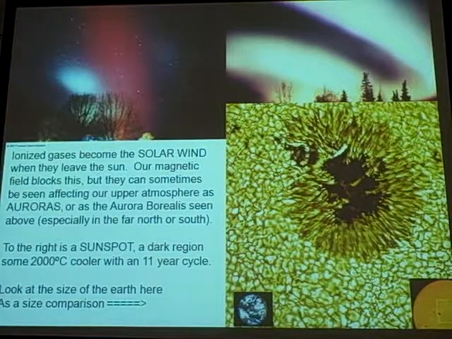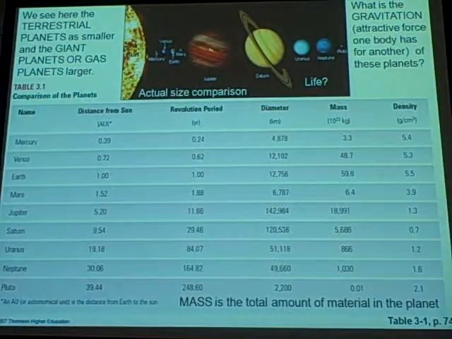Let's see here, sunspot there to the right. There are cooler regions that have an 11-year cycle. Its latest sunspot cycle is taking a bit longer than normal. And there's a little inset picture of the Earth to compare the size.